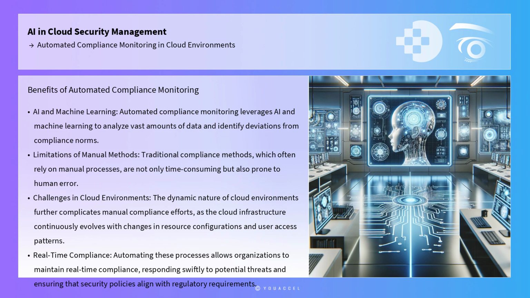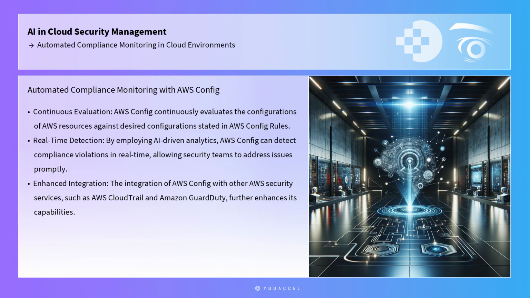Automating these processes allows organizations to maintain real-time compliance, responding swiftly to potential threats, and ensuring that security policies align with regulatory requirements. One practical tool for automated compliance monitoring is AWS Config, a service that provides AWS resource inventory, configuration history, and configuration change notifications to enable security and governance.